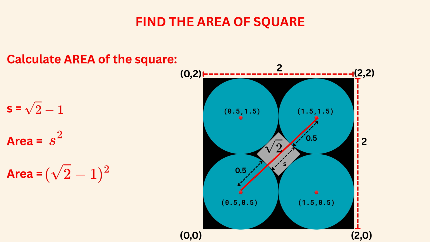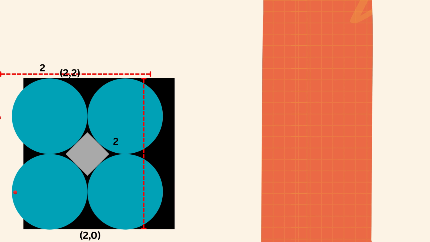To find the area of a square, we use the simple formula, side squared. Since the side of our red square is root 2 minus 1, we just need to square that value. So the area is the square of root 2 minus 1.